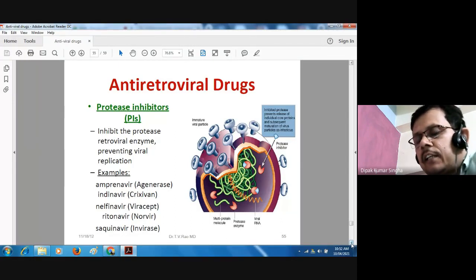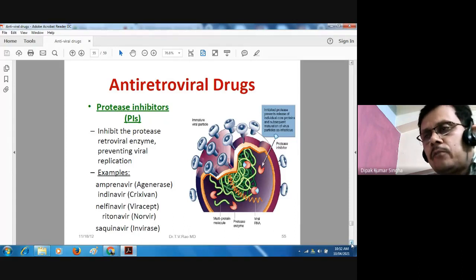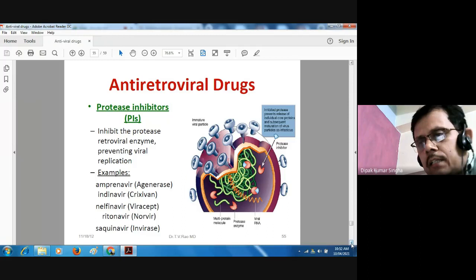The first target area is the three things in the cocktail I mentioned. One is to inhibit reverse transcriptase. Number 2, protease inhibitors. Protease is one of the most important enzymes for growth and development of the cell. Protease inhibitors inhibit the retroviral protease enzymes and prevent viral replication. Examples are Amprenavir, Indinavir, Nelfinavir, Ritonavir and Saquinavir. So they basically inhibit the protease.